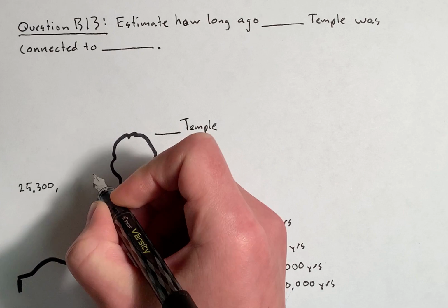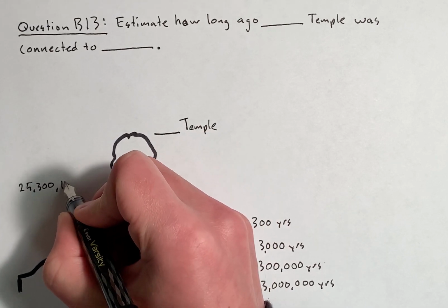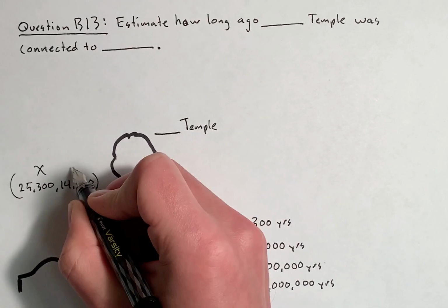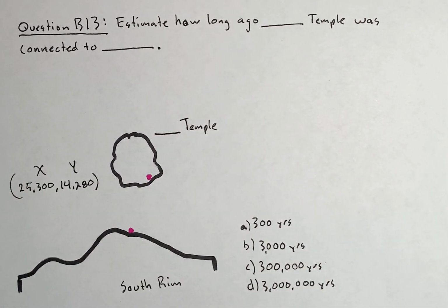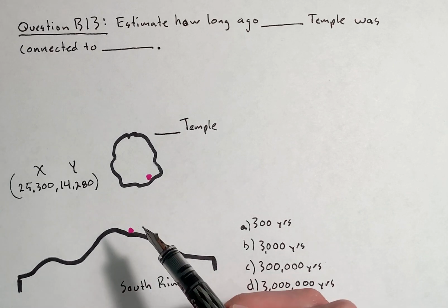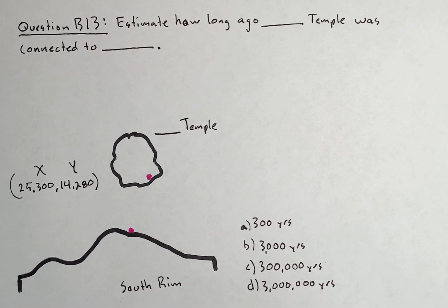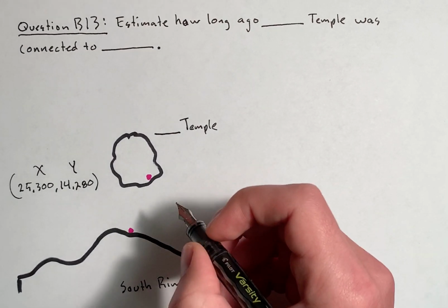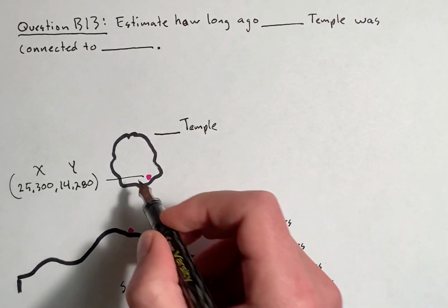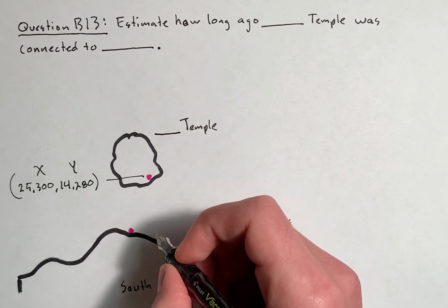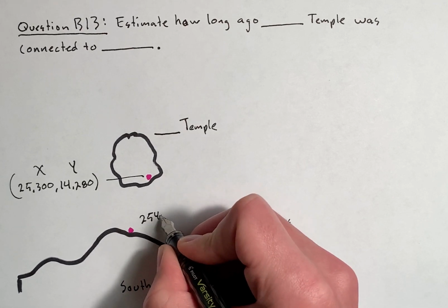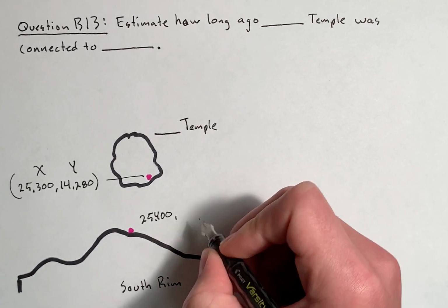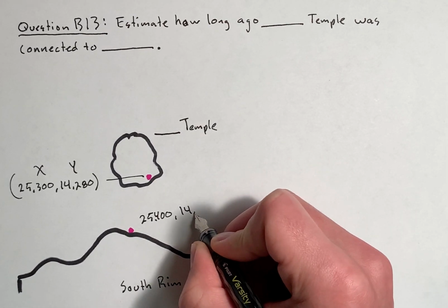see that your XY coordinates are 25,300 and your Y coordinate is 14,280. X and Y. So you got that, and then you're going to go to your South Rim location, and you're going to say, all right, look at the top of your screen, and you see that your X coordinate, just so we make sure, your X coordinate is 25,400, and your Y coordinate is 14,000.